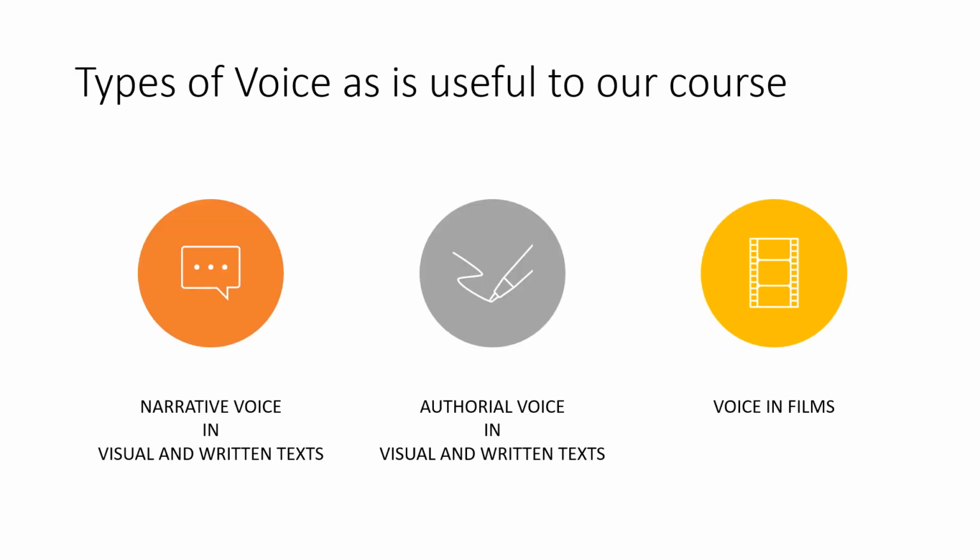So these are the different types of voice as useful for our course. When we are looking at the WA syllabus, we are certainly looking at narrative voice, and we look at that in visual and written texts. We look for authorial voice, whether we name it or not. This is part of what we do, and we can look for that in written and visual texts as well. And then we look for voice in film.